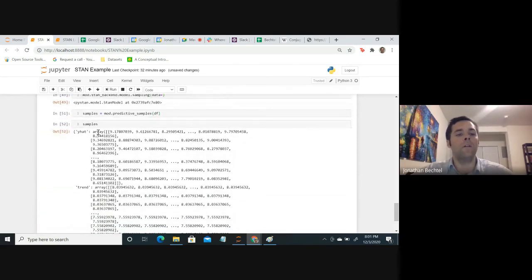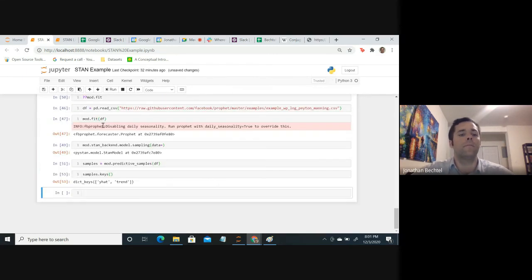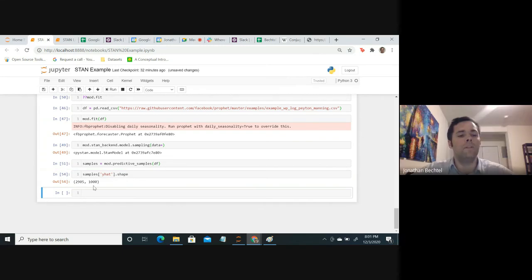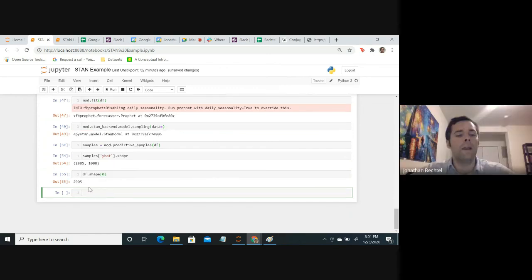Okay, so here are all of our different components. It only gives us 2 of them right over here. But if you look at y hat, the shape of this is 2,905 by 1,000. The default number of iterations in Prophet is 1,000, and the data set that we just loaded in is 2,905 rows long. So essentially, it's generating 1,000 different samples for every single unique time step.